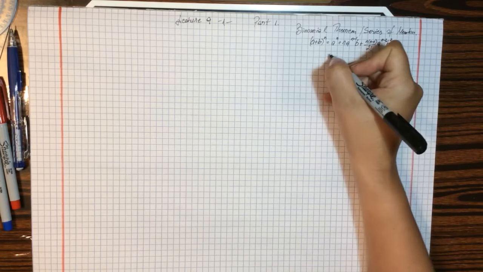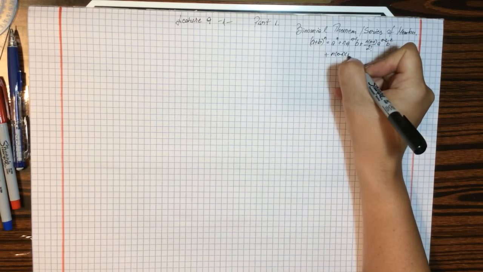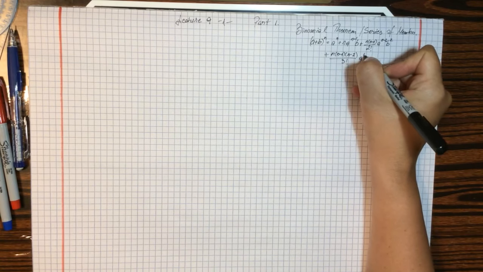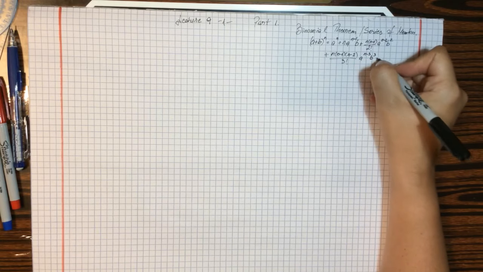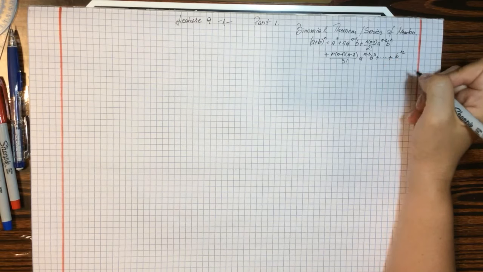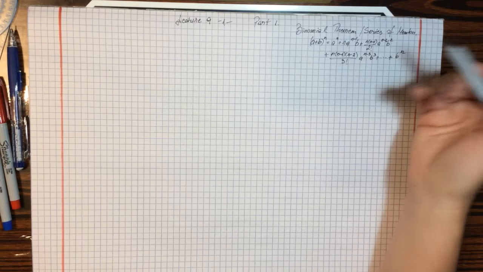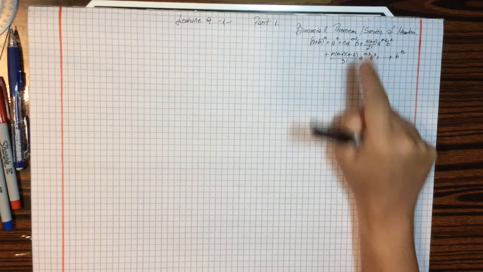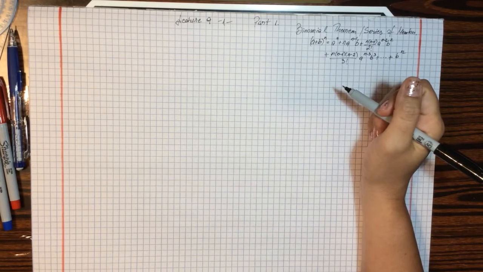plus n times (n minus 1) times (n minus 2) over 3 factorial times a to the n minus 3 times b cubed, and so on, all the way to b to the n. In fact, these, by the way, are known as binomial coefficients. There is a formula for those, an expression for those.